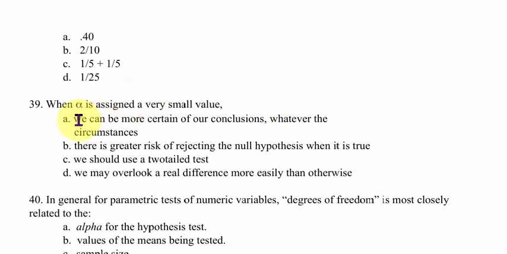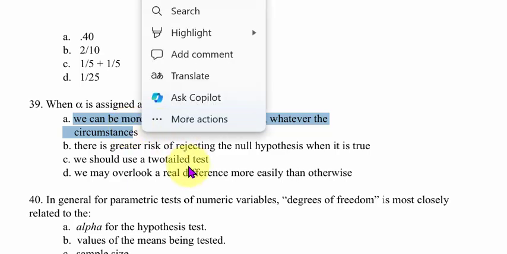All right, 39. When alpha is assigned to a very small value, let's pretend 0.001, we can be more certain of our conclusions, whatever the circumstances. That sounds true. Okay, A sounds true. There's a greater risk of rejecting the null when it's true. That is not true. We should use a two-tailed test is not true. We may overlook real. No, that's not true. So it's got to be A. And it's the only one that I think is true.